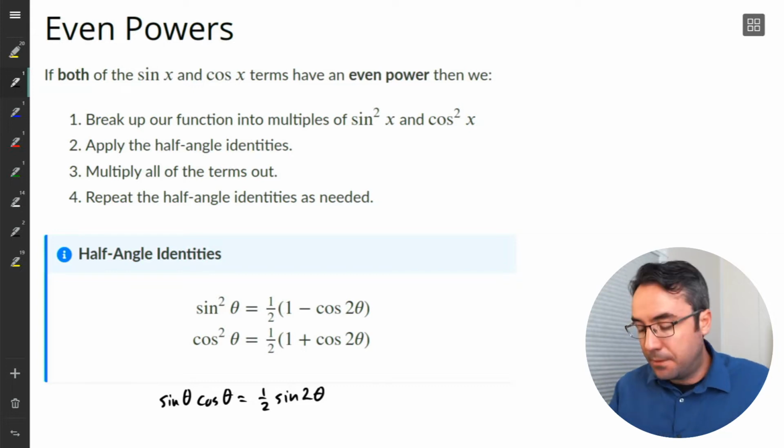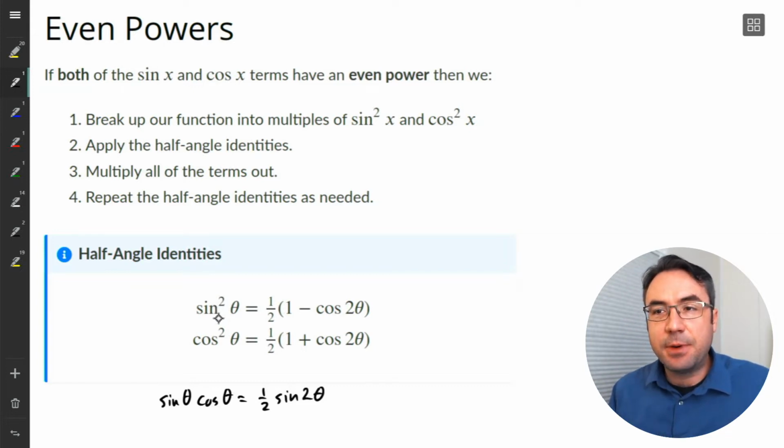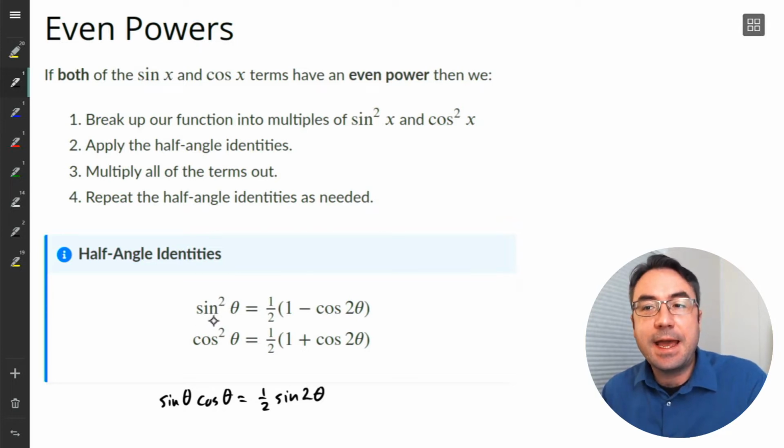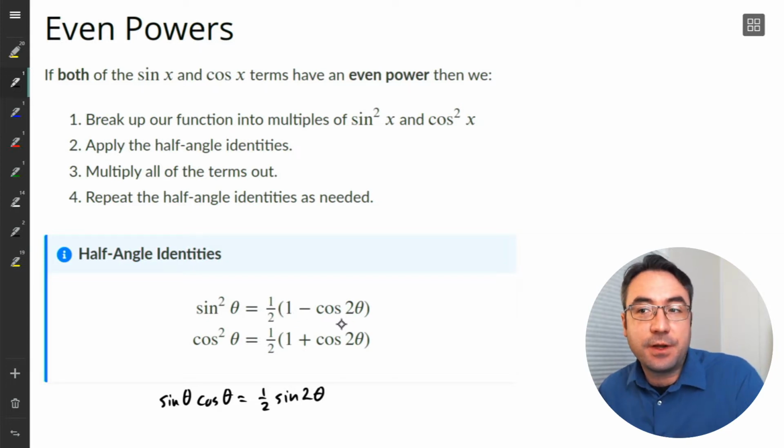And why are they helpful? Well, they take this even exponent. On the left here, we have an even exponent, which is a power of 2. And by some trig magic, it converts it into a trig function that has an exponent of 1. And exponents of 1 are going to be a lot easier to integrate versus these higher power functions.